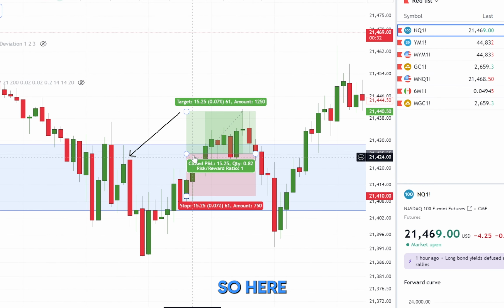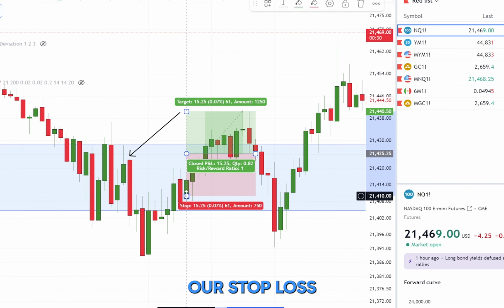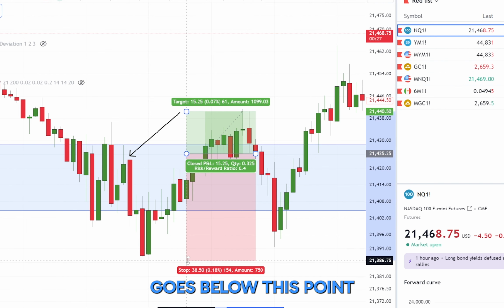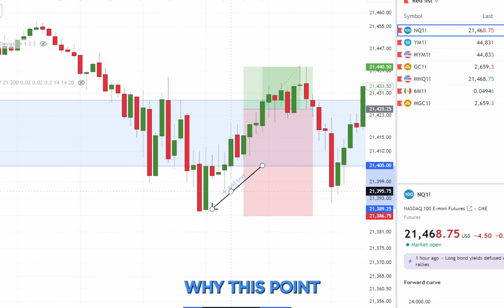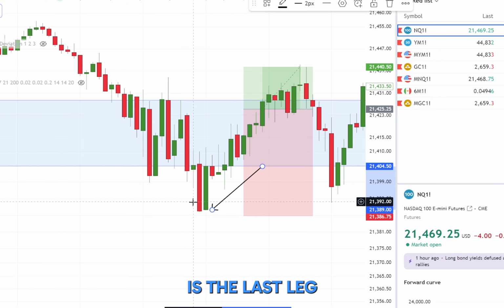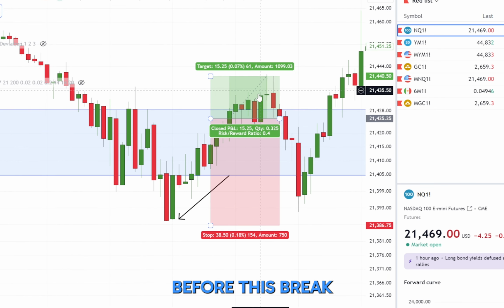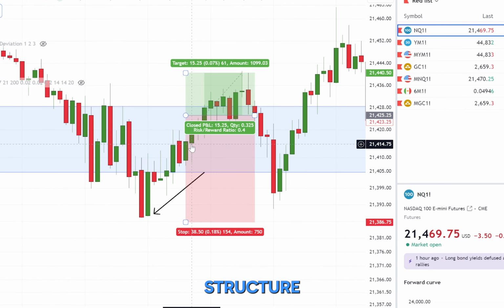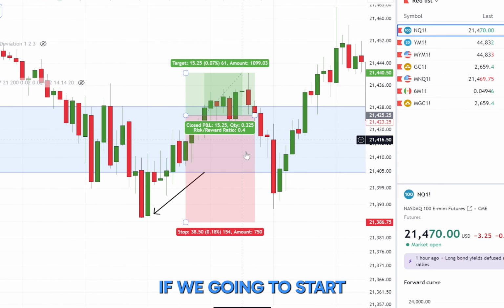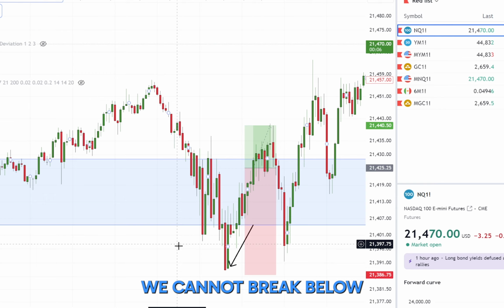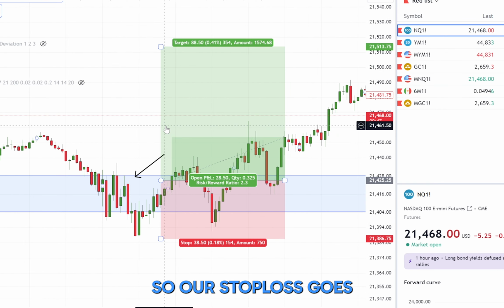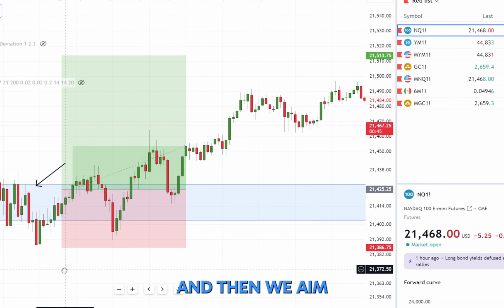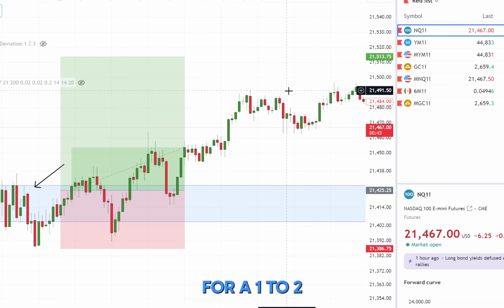So here this is our entry. Our stop loss goes below this point right here. Why this point? Because this is the last leg before this break. And it's very important because if we're talking about market structure, like I said, if we're going to start changing bullish, we cannot break below this low. So our stop loss goes below that low, and then we aim for a 1 to 2 or whatever risk to reward you want.